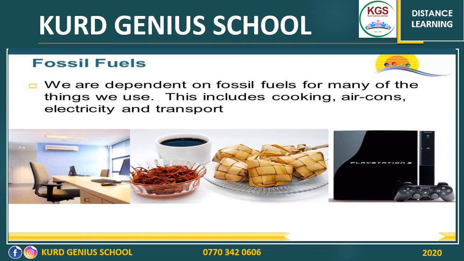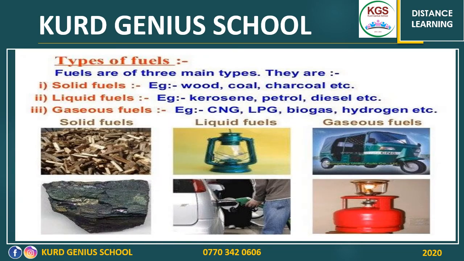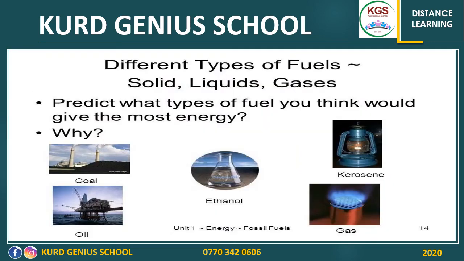So, we are dependent on fossil fuels for many of the things we use. This includes cooking, air conditioners, electricity, and transportation. So we have basically three main types of fuels. They are solid fossil fuels like wood, coal, and charcoal, and liquid fossil fuels including kerosene, petrol, and diesel. And also we have gaseous fuels, which are hydrogen, and also propane. So, different types of fuels, as I mentioned: solid, liquid, and gas.